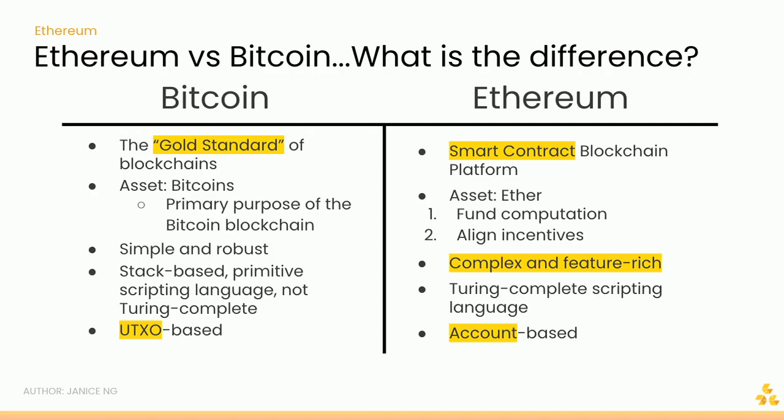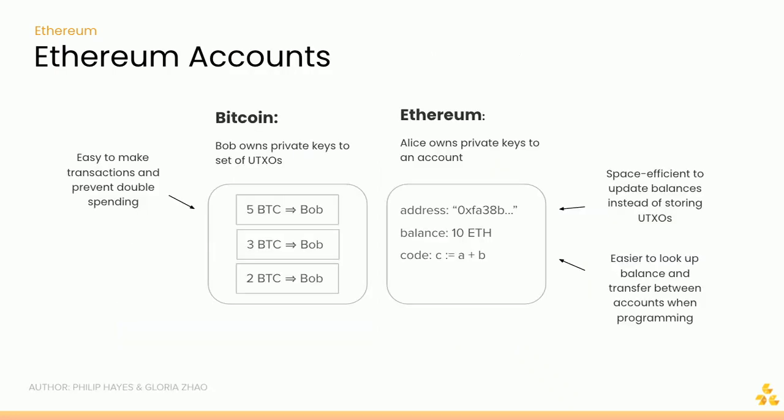It's stack-based, which is, like I said, where you have to stack things up. It's a very primitive scripting language. It's not Turing complete. And the asset that is in the Bitcoin network is Bitcoins, which is the primary purpose of the Bitcoin blockchain. All you can really do on Bitcoin with the network is transact Bitcoins.